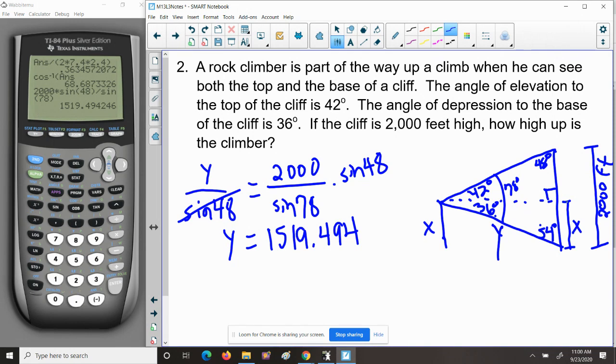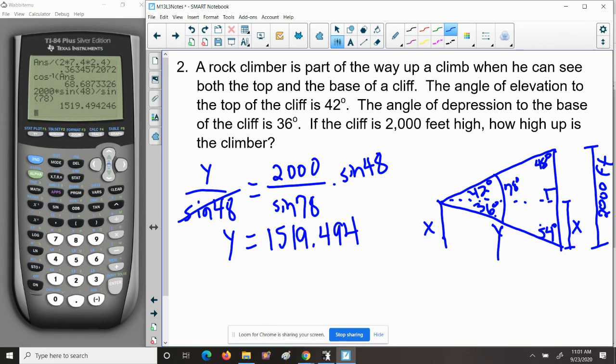Now we need to find X. We want to find the climber's height. So we need to use right triangle trig with this bottom right triangle. We have this side, which is our hypotenuse. We want to find this piece, so let's look at the 36-degree angle because that's given to us. It really doesn't matter, we could use either one, but let's say we look at 36. X is opposite and Y is hypotenuse.